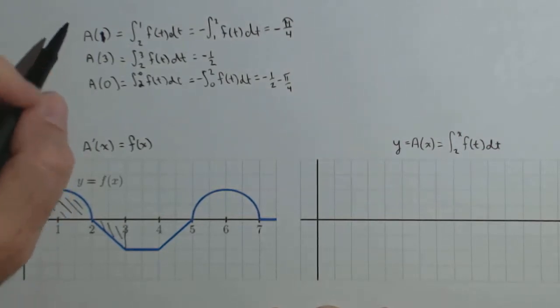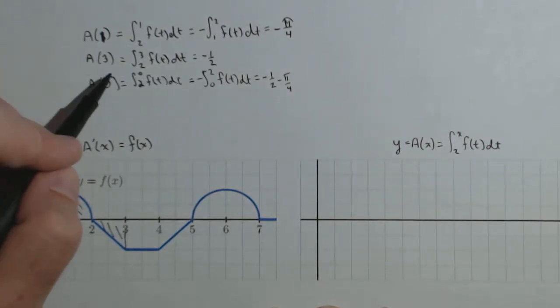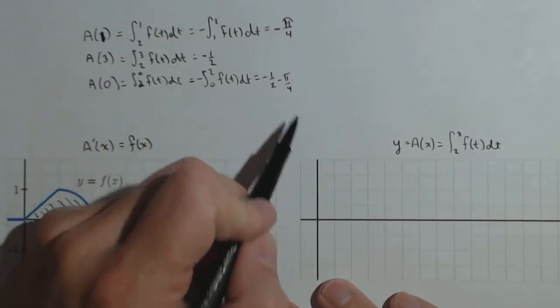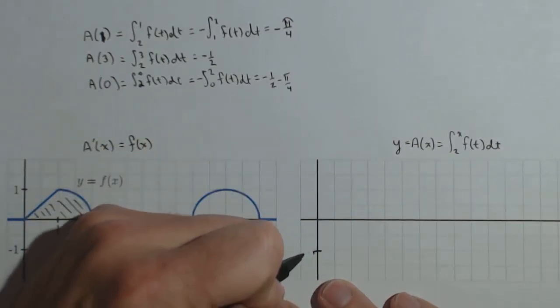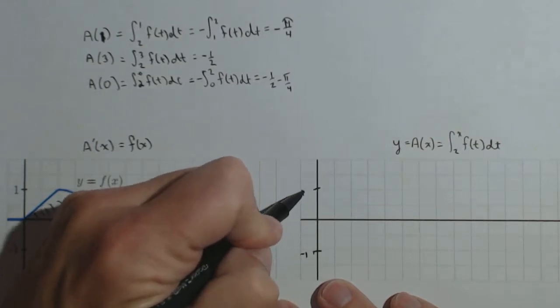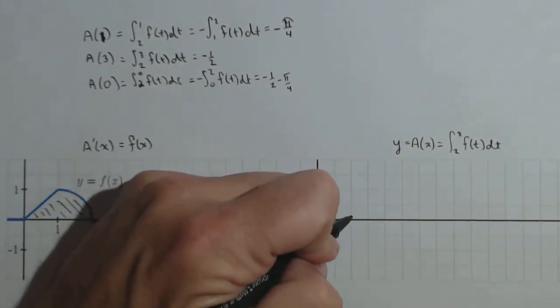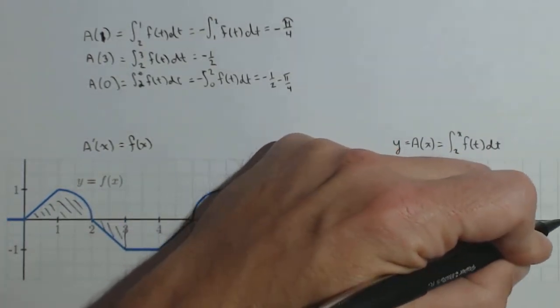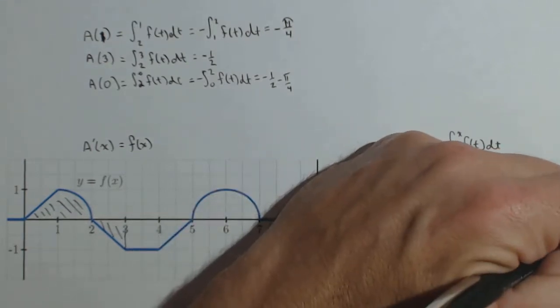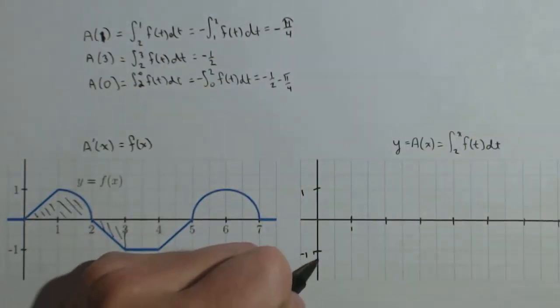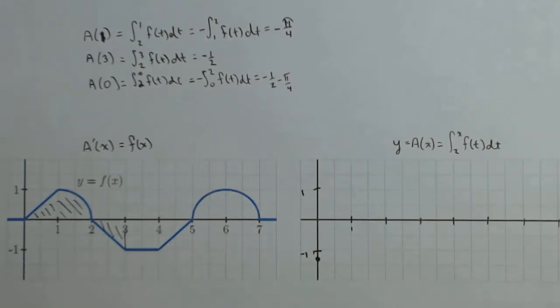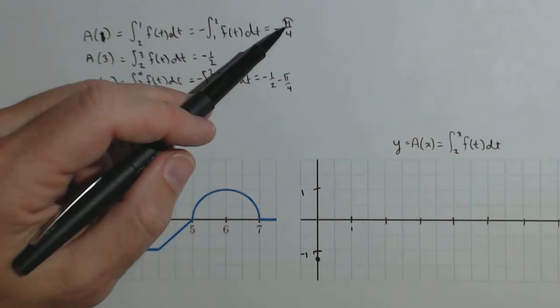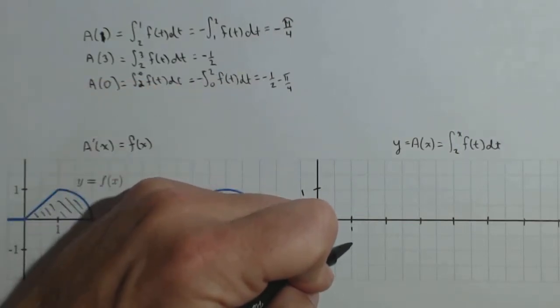And so let's start plotting some of these points. At 0, we are going to be a little bit below negative 1. So let's make this negative 1 here and positive 1. And this will be 1, 2, 3, 4, 5, 6, 7 along our x-axis. So we're going to be somewhere down here when we're at 0, around negative 1.25-ish. A of 1 we've already found. A of 1 is negative pi over 4, so it's going to be here.